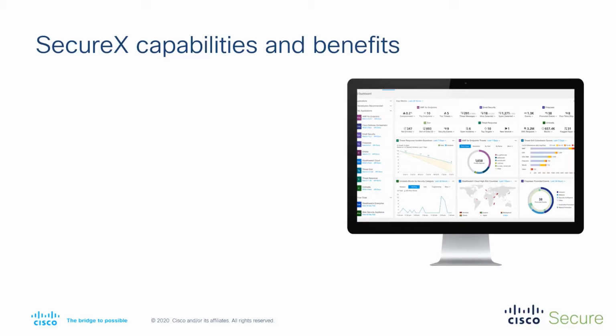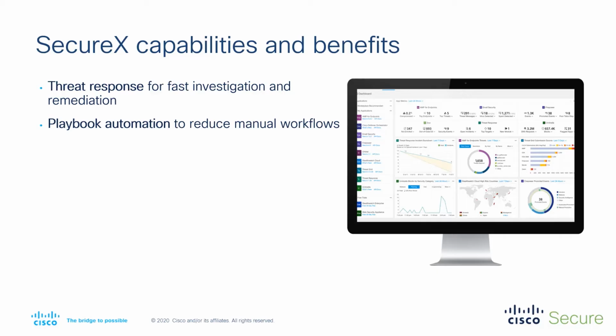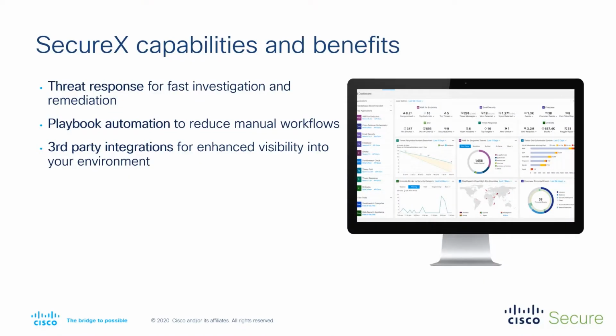The top-level SecureX capabilities and benefits are threat response for fast investigation and remediation. This is based on Cisco Threat Response. If you're already familiar with Threat Response, you know what this is. Playbook automation to reduce those manual workflows. This is based on existing technology called Action Orchestrator. If you're familiar with Action Orchestrator, then you're already very familiar with SecureX orchestration. Third-party integrations for enhanced visibility and response capabilities in your environment using your existing tool set.